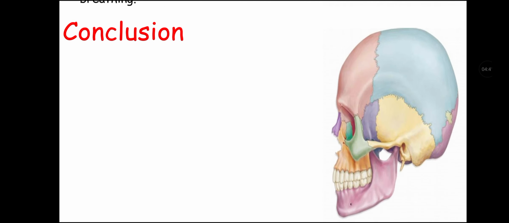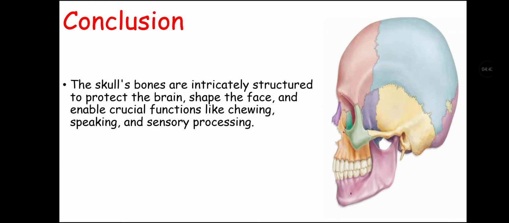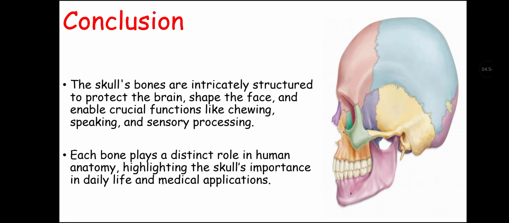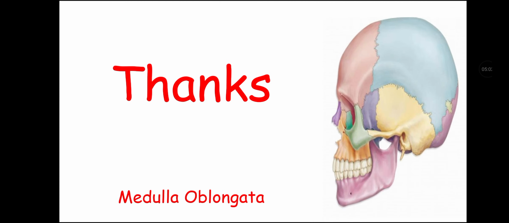Now let's talk about the conclusion of this video. The skull bones are intricately structured to protect the brain, shape the face, and enable crucial functions like chewing, speaking, and sensory processing. Each bone plays a distinct role in human anatomy, highlighting the skull's importance in daily life and medical application. And this was all about the skull bones.